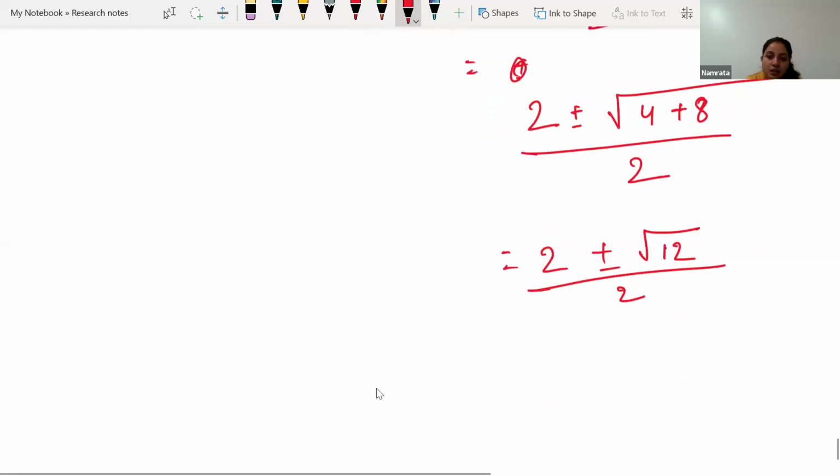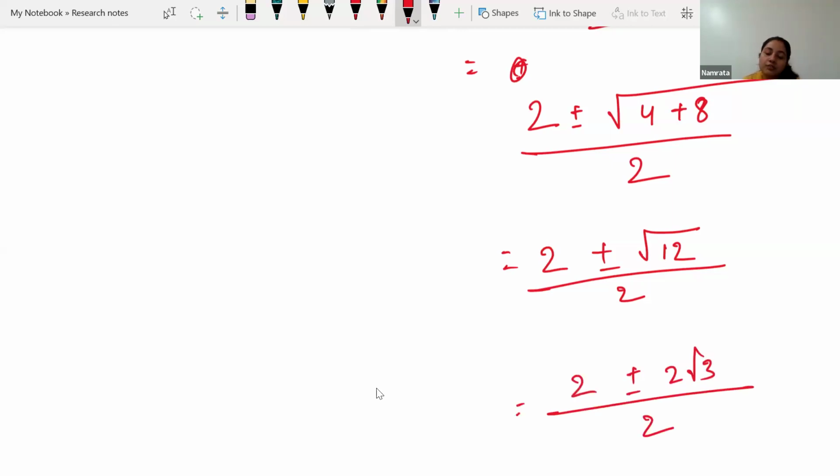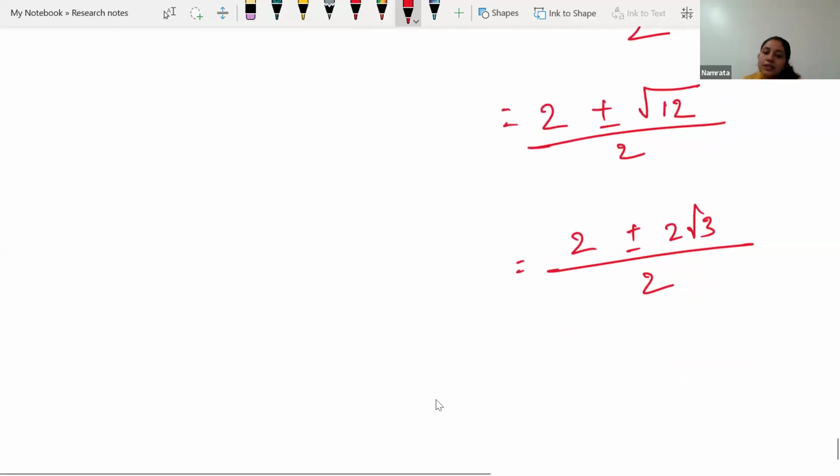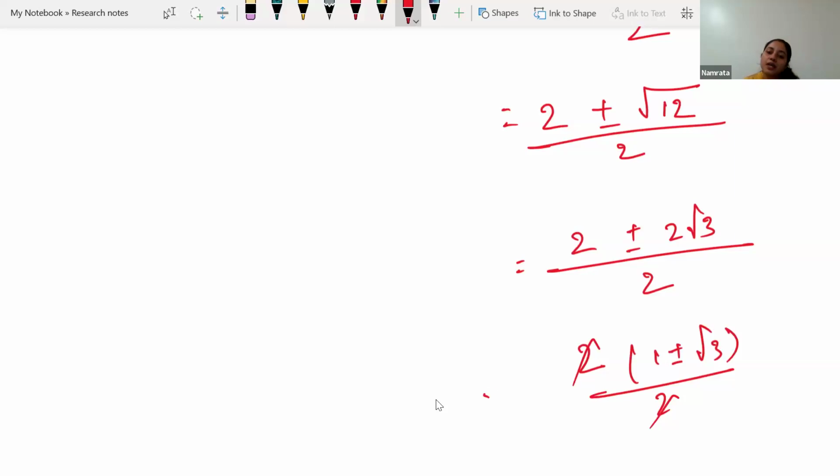Okay, let's factorize this 12. So we will be having 4 into 3, that means 2 root 3 we will be having over here. In the denominator we are still having 2. If we take 2 common from here, we'll be having 1 plus minus root 3 by 2, 2 gone. So we got two values of x: 1 plus root 3 and 1 minus root 3.